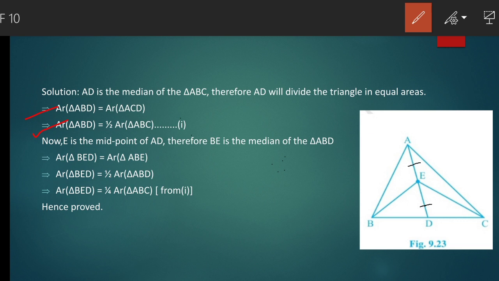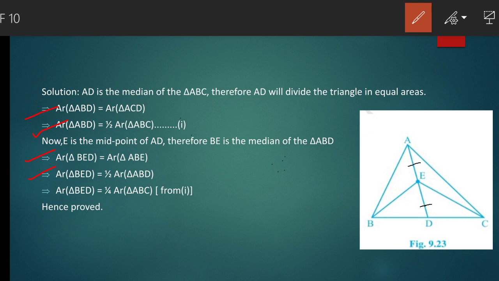Now E is the midpoint, given. Therefore BE becomes the median. Since E is the midpoint, BE becomes the median of the triangle ABD. Now whenever BE is the median, it will divide the triangle ABD into equal areas. Therefore area BED is equal to area ABE, which means area BED is half of area ABD.